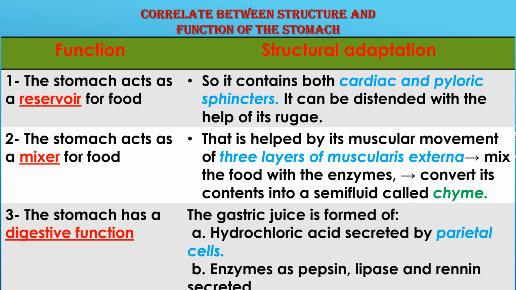What will make the stomach act as a mixer for mixing food in the fundus or the body of the stomach? We have a third, inner oblique layer in order to mix the food in three directions. The muscularis externa of the fundus and body shows an inner oblique, middle circular, and outer longitudinal muscle fiber in order to mix the food with the enzyme and HCl to convert it into chyme. What about the digestive enzymes? We have a parietal cell which secretes HCl. We have a chief cell which secretes the enzymes pepsinogen, lipase, and renin.